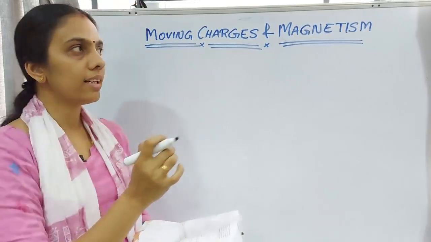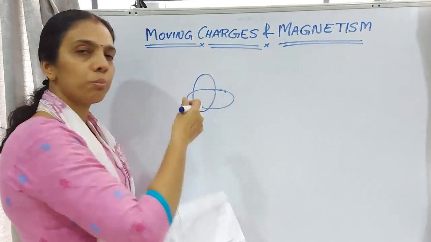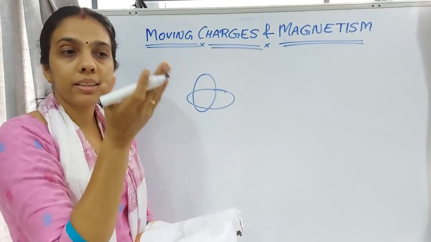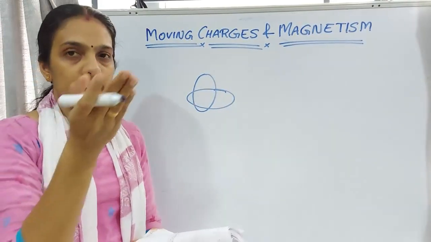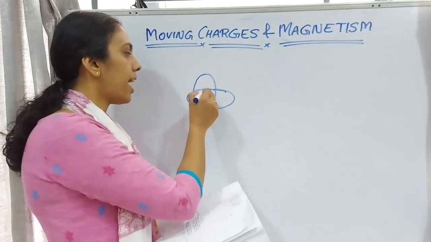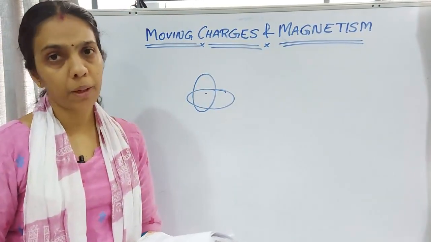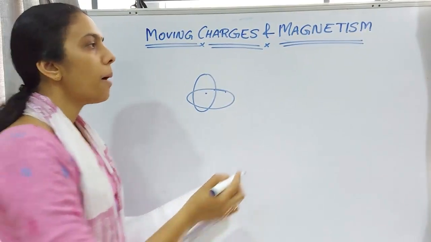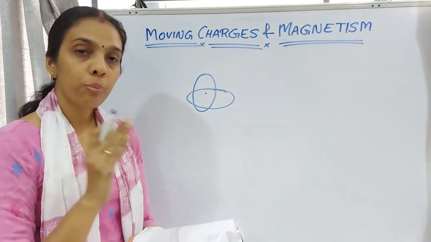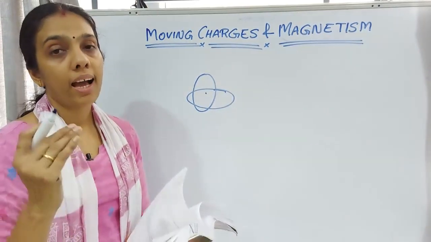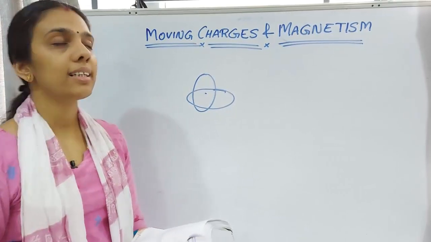One is like this and the other is like this. So both are perpendicular, but their centers are coinciding. Clear? Their centers are coinciding and they are lying in perpendicular planes. So here, as we said in the previous cases, the magnetic field will be found the same way, but here the point is at the center itself.